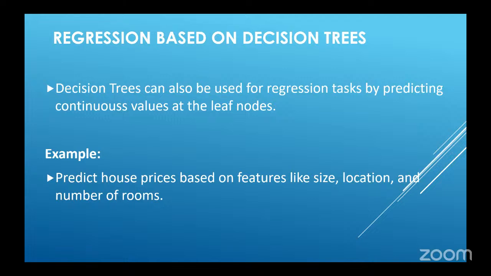So we use decision trees for predicting values. Why? Because it is easy to predict values using a decision tree, and by using the prediction of values, classification is very easy. Calculation of misclassification is also very easy. An example is predicting house prices based on features like size, location and number of rooms. Okay. Write down this: regression based on decision trees.